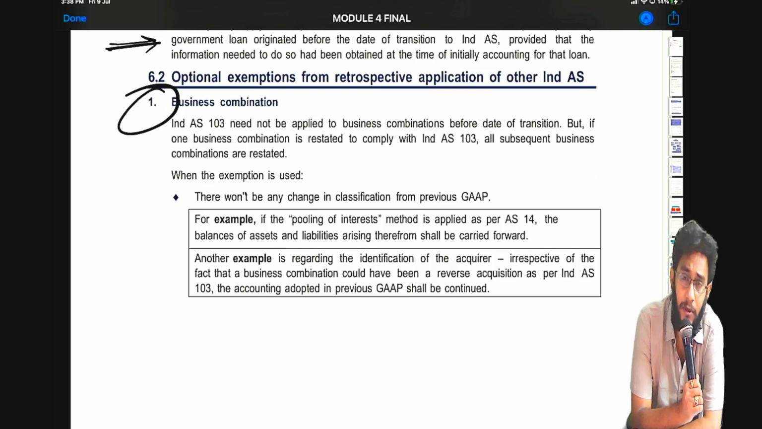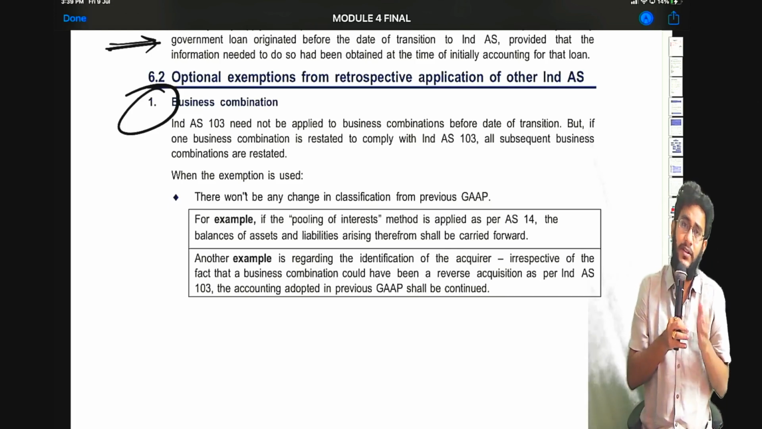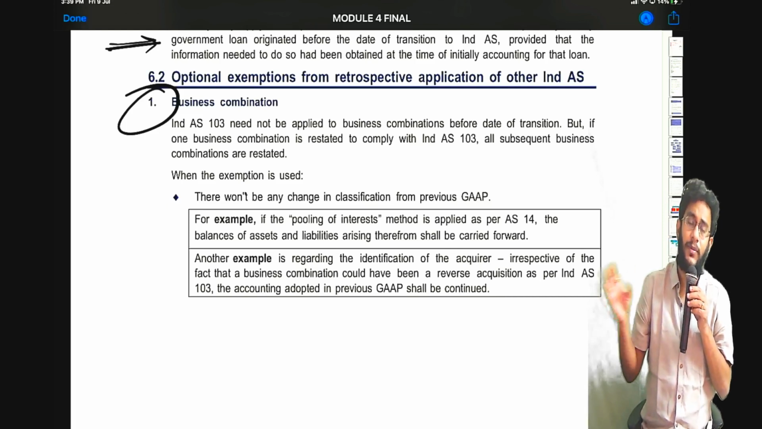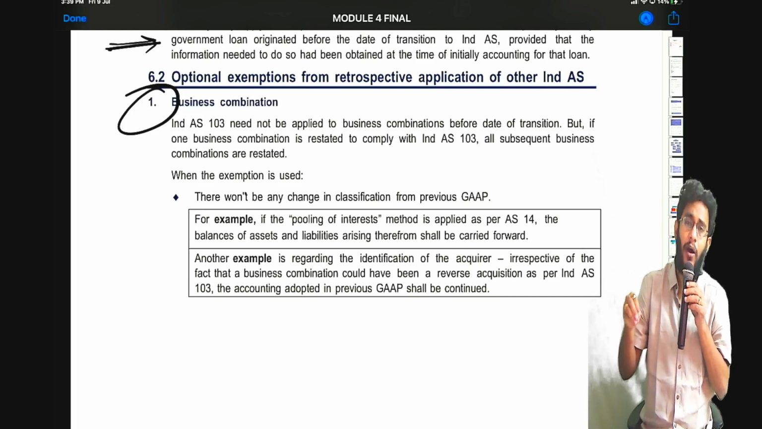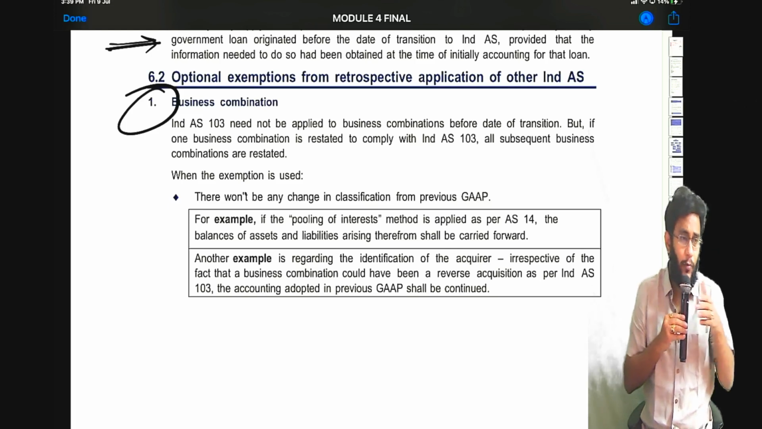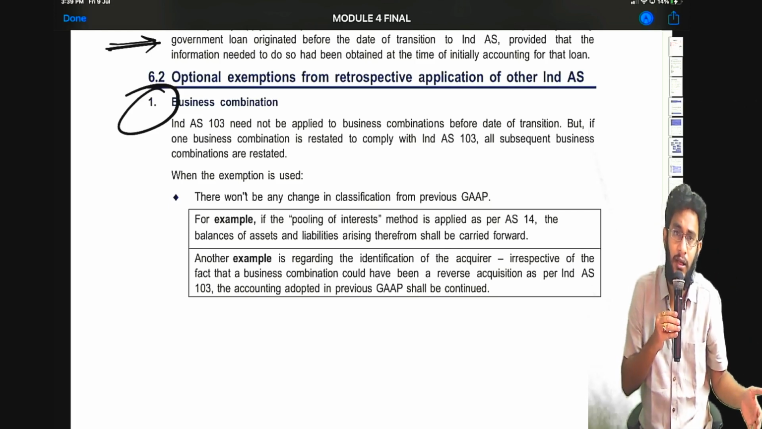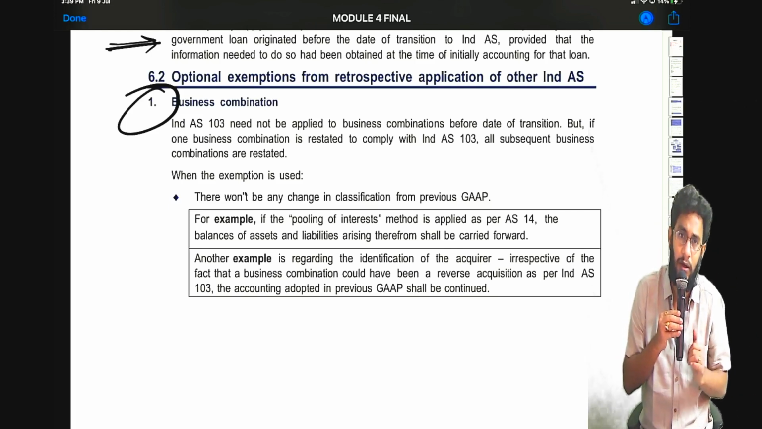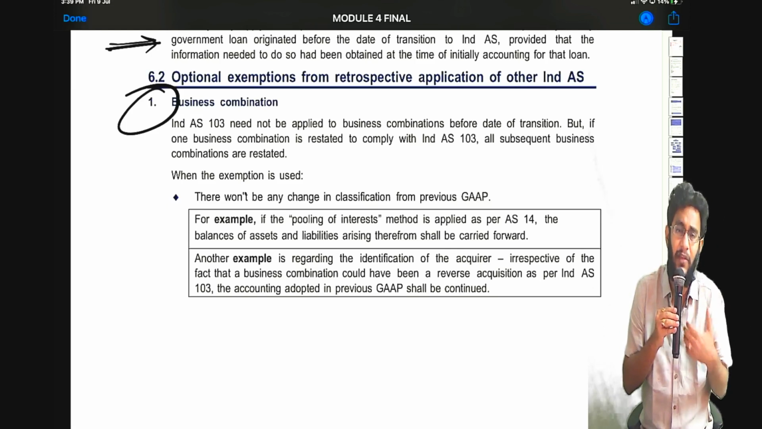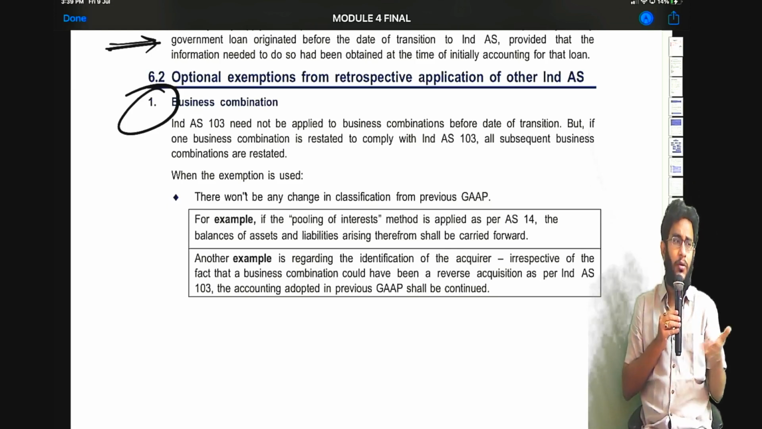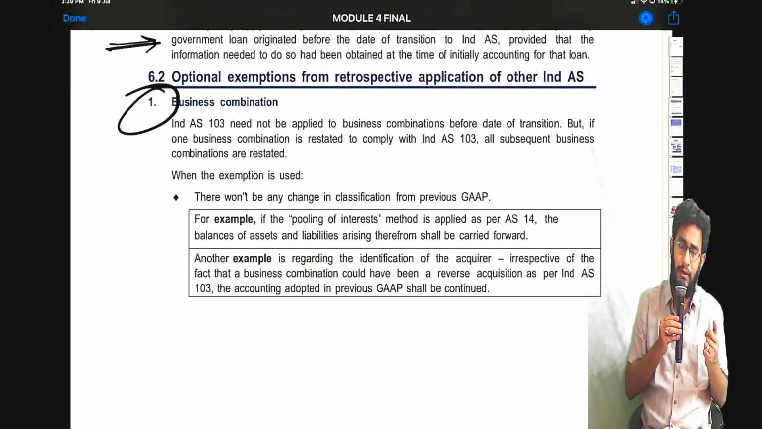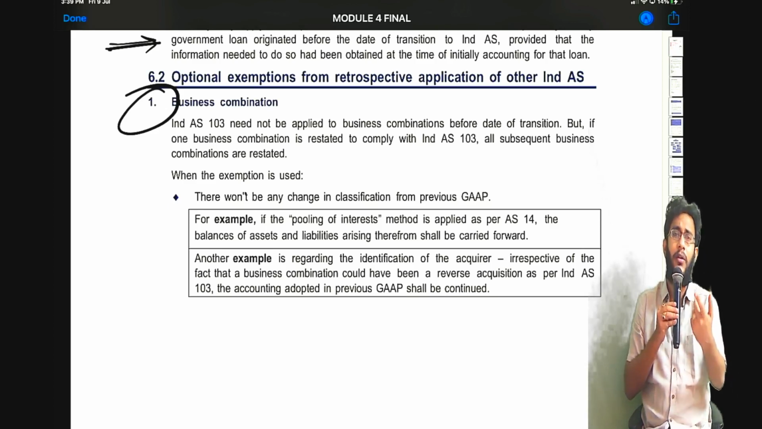The acquisition method's fundamental rule says that all the assets and all the liabilities must be incorporated at what value? Fair values, isn't it? That means you see how much of a shift and difference there is. Earlier, you accounted for acquisitions according to AS 14. But the treatment under Ind AS 103 is completely in contrast to that. Now, if I say, now that you are migrating to Ind AS, apply Ind AS 103 retrospectively.